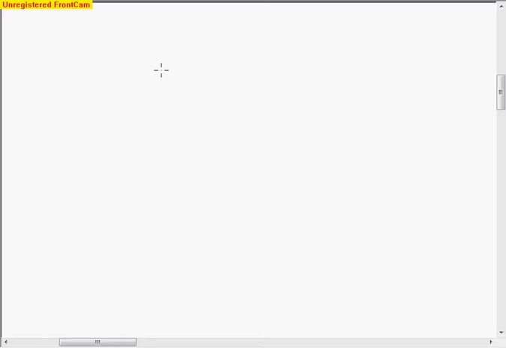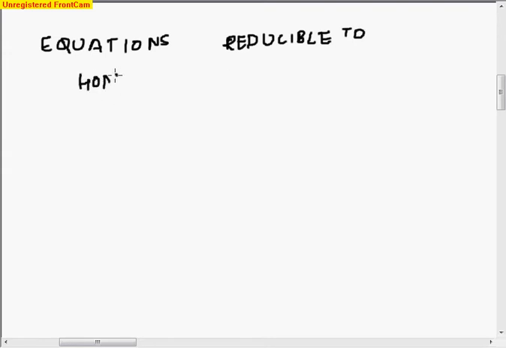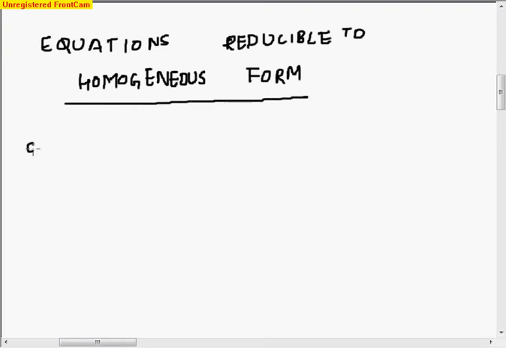Here now we will learn how to solve equations which are reducible to homogeneous form. Consider this equation. So basically we are doing differential equations reducible to homogeneous form. Equations reducible to homogeneous form. Consider this differential equation.